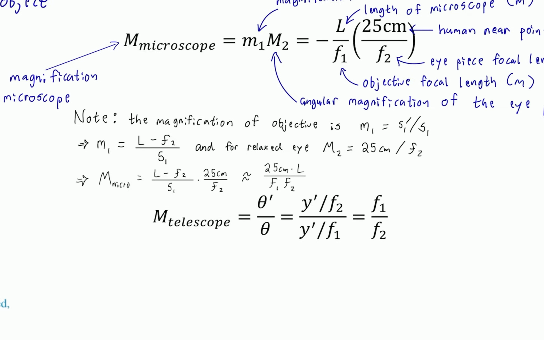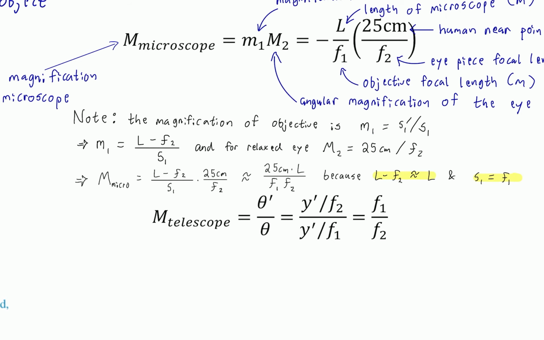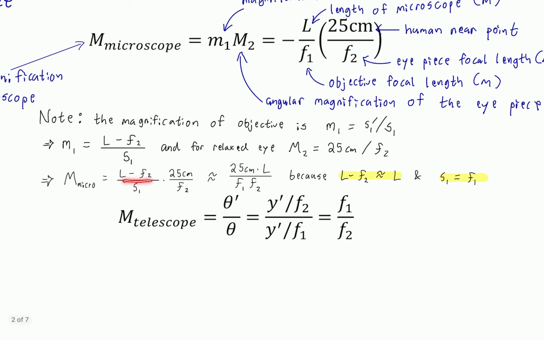All right, what is that key approximation? Well, I'm going to replace L minus F2 with just L, because I'm going to say that the focal length of the eyepiece is so much shorter than the length between the two converging lenses that we can just ignore it and say it's equal to L. It's a big approximation, but it works pretty well. It's very little percent error.